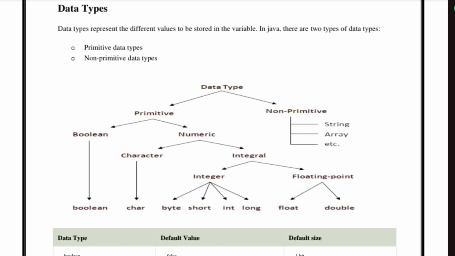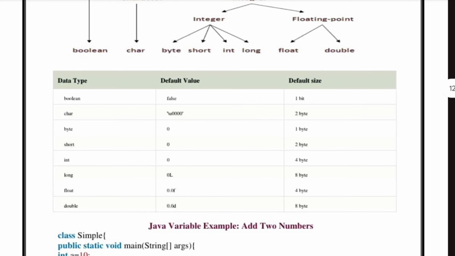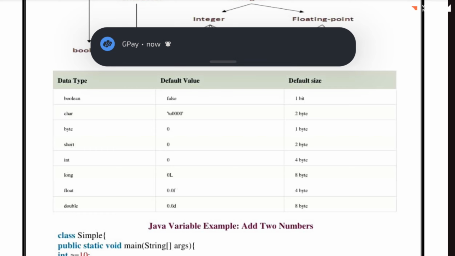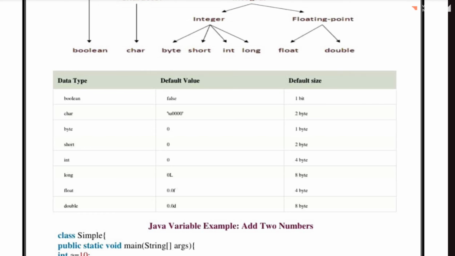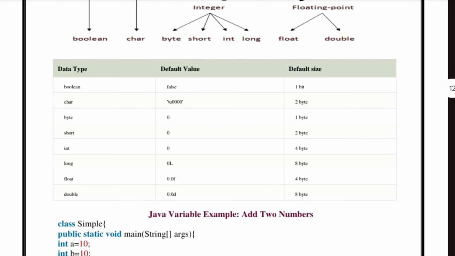Next, the floating point types. These are used to store decimal values. Example: float, 4 bytes, float x = 10.5f, like that. Next, double, 8 bytes, and its default value is 0.0d.